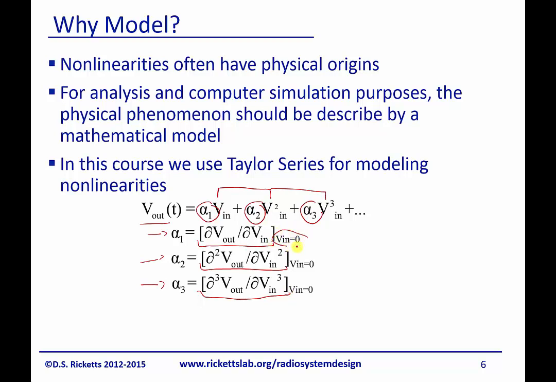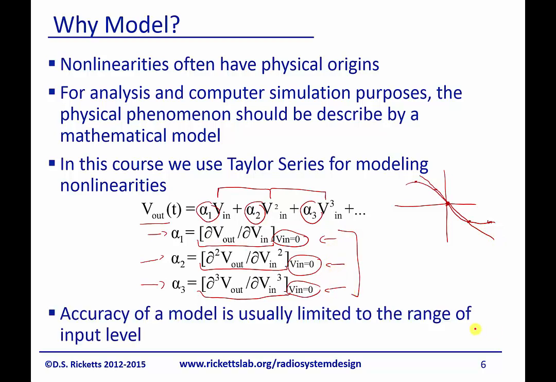The part we forget is these partial derivatives are all taken at a bias point. And so I'll just draw an example here. If I have a nonlinear function that looks like this, and I want to calculate alpha 1, I need to know where I want to calculate these partial derivatives at. And oftentimes we'll pick 0, but not always, and then we'll find the slope at 0. But just remember you need to figure out where the bias point is to calculate these coefficients. And the accuracy of the model is usually limited by the range of the input level. As the inputs get higher, we need to count on more and more terms.